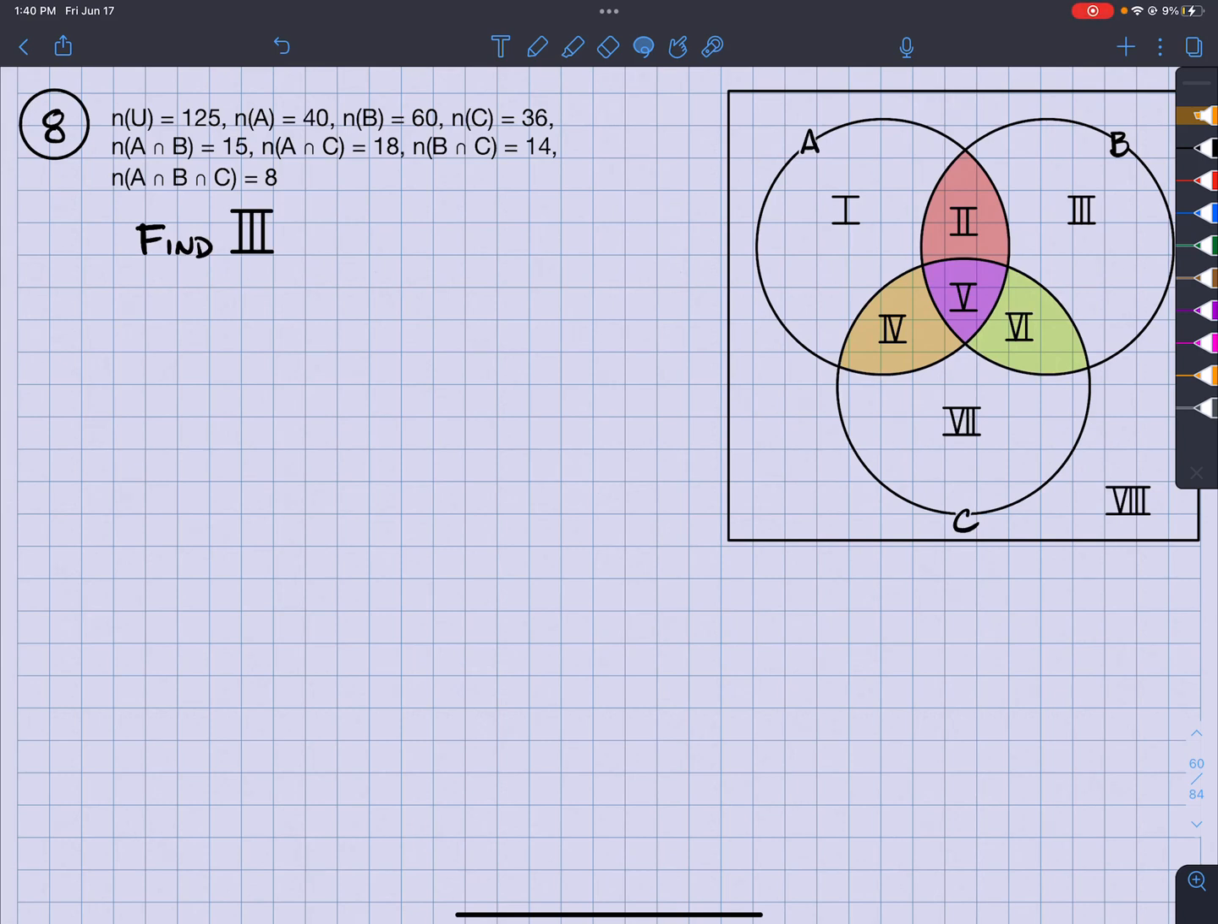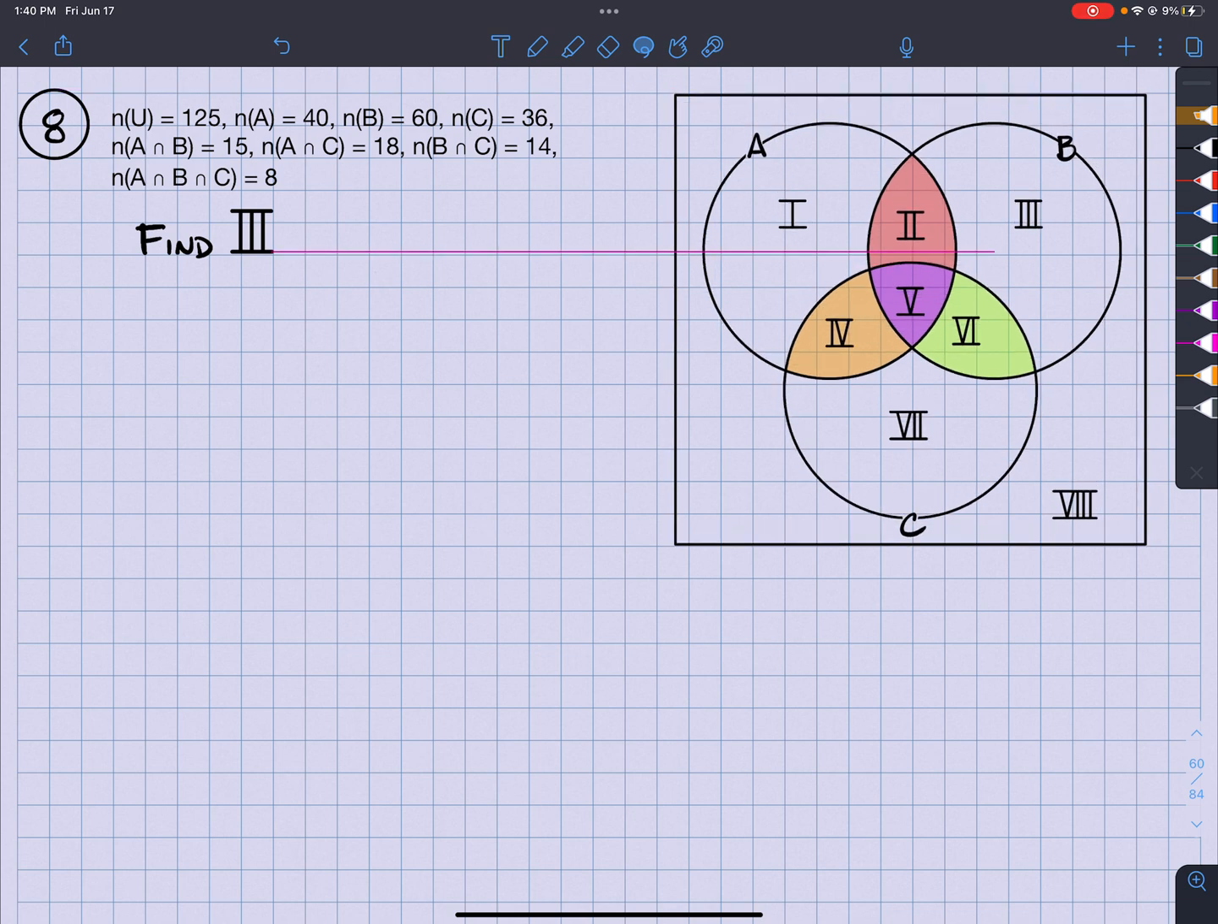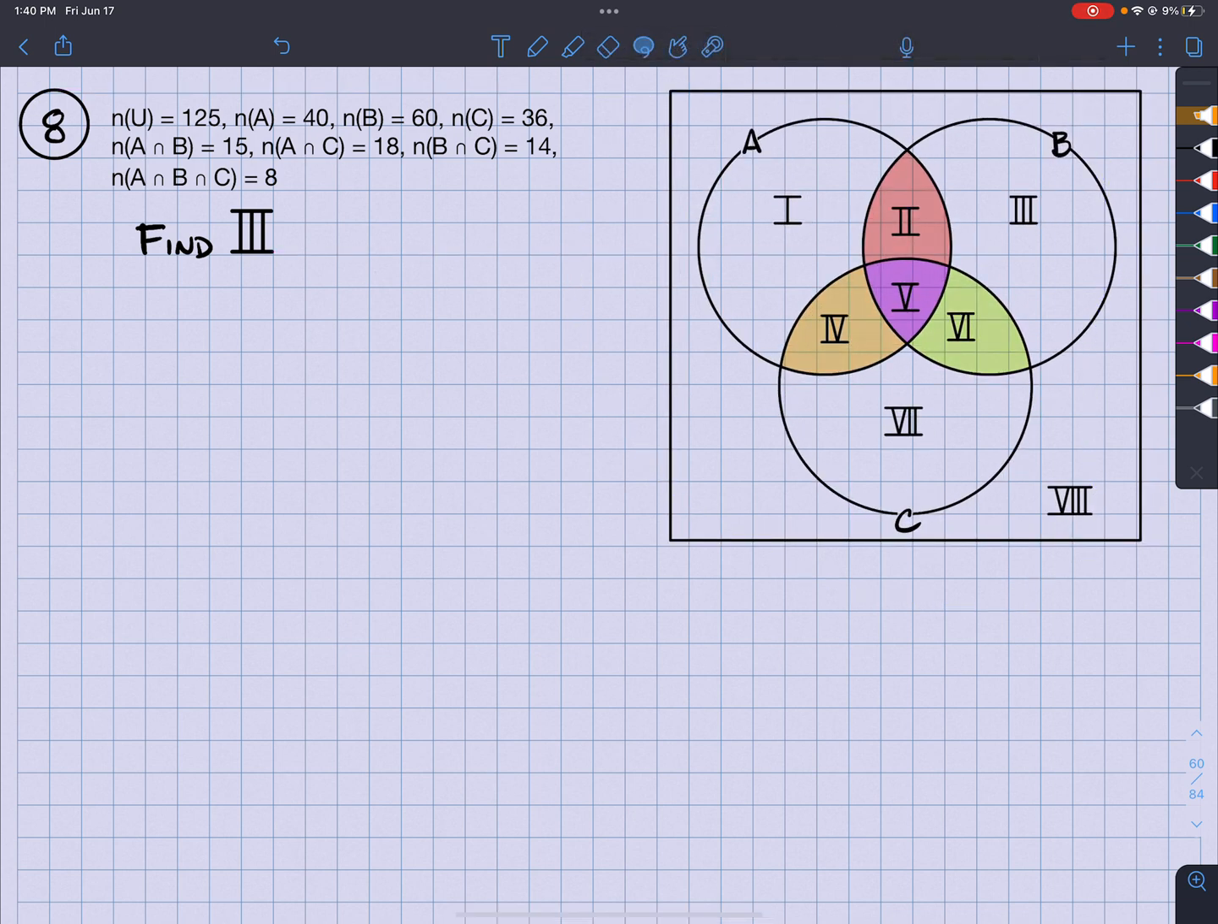All right, so I'm given a bunch of cardinal numbers of different sections in this graph here. In fact, why don't I make this a little bit more accessible by bringing it into the picture like this, right? All right, so the universal set has 125. That means everything in here is 125. Everything in there. Not region 8. Region 8 doesn't have 125. It's 1 plus 2 plus 3 plus 4 plus 5 plus 6 plus 7 plus 8 gives me 125.